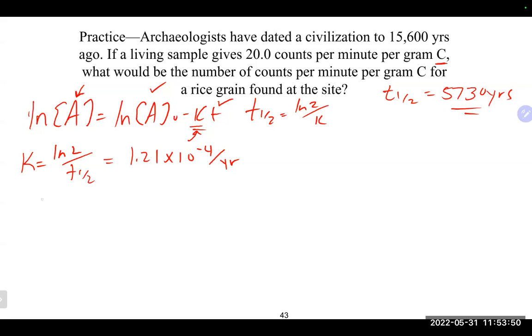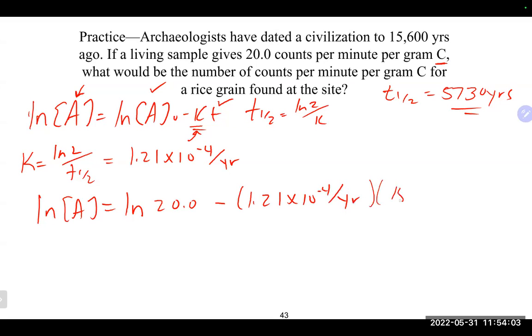In this case, we would end up with the natural log of A is equal to the natural log of our initial, which is 20 counts per minute, minus our 1.21 times 10 to the minus 4 reciprocal years times our 15,600 years. One thing, as we talked about last time, is you do want to be careful on units here. They're both in years, so everything's going to cancel out. But sometimes they are not the same unit, so you want to watch that.